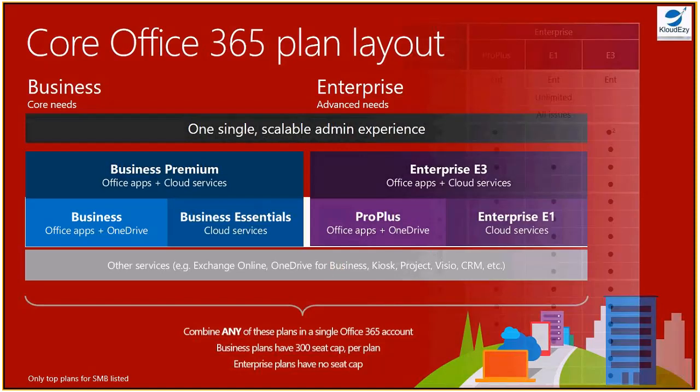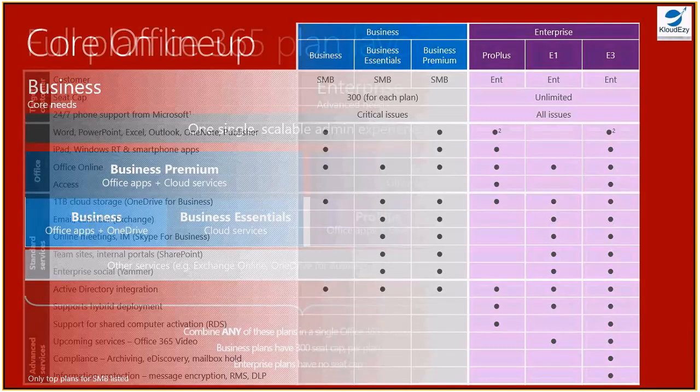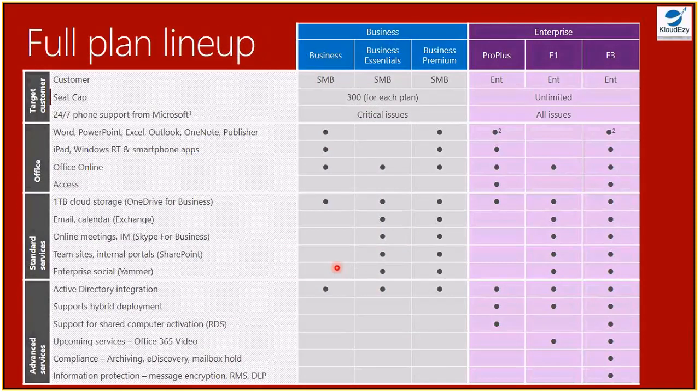So this is the entire full plan lineup. Definitely the slides and the videos will be shared, so there you can see all the details. In Office 365 Business, I have already shown you. In case of Enterprise E3, you get all the features of Office 365, including Office Pro Plus. And in case of Enterprise E1, the seat capping is unlimited. There is no seat capping for enterprise plans.